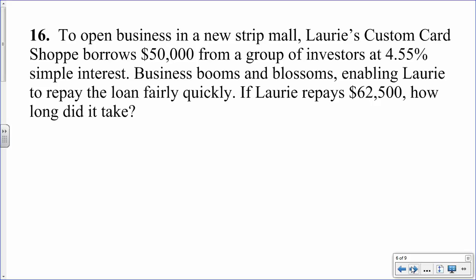Okay, what type of interest? Is it simple interest, compound interest, or compound continuously? Simple. So that's what we want to identify first. And start with your formula. Then pick out the variable you're solving for. The question says, how long did it take? So what variable am I looking for? T. Good. So I need to plug in numbers for I, P, and R.